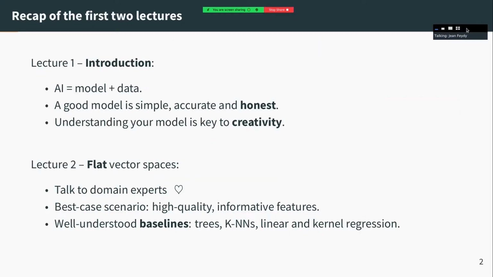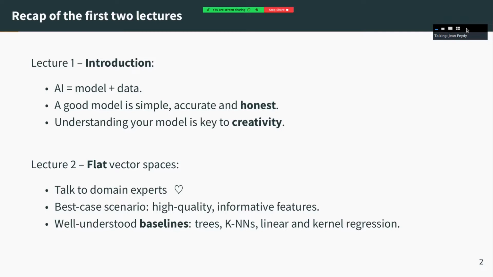So just as a recap of the first 2 lectures, in case you didn't follow everything on YouTube: in the first session, the introduction, when we were like 70 in the room, we saw 3 things. First, that AI, machine learning, is just about designing models and fitting them on data. And so we strive to develop good models that are going to be trainable on the data that we have. And most importantly, we've seen that there are good criteria to choose what is a good model.